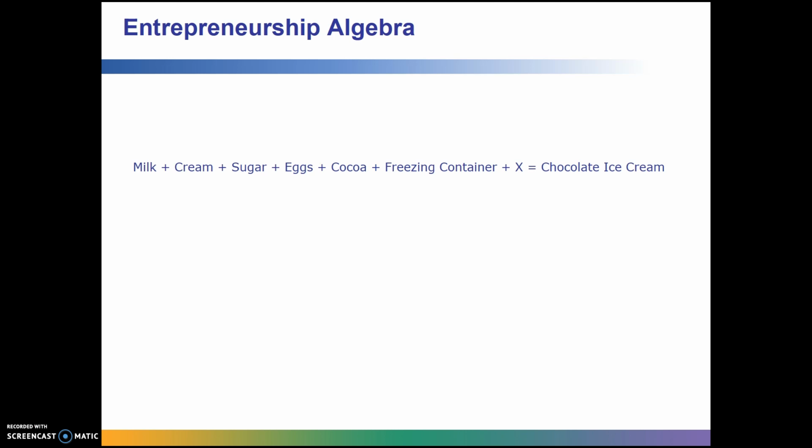Okay, so some of you might have been thinking it's probably ice, or it could be salt, or something like that. You're wrong. What I want you to think of X as is all the effort that you'd have to put in to make the chocolate ice cream. Sure, you could go out and buy milk, cream, sugar, all the stuff, but you don't have ice cream. You have to put in effort by putting it together and creating the chocolate ice cream.